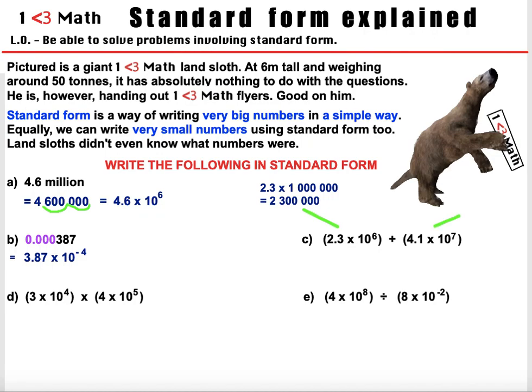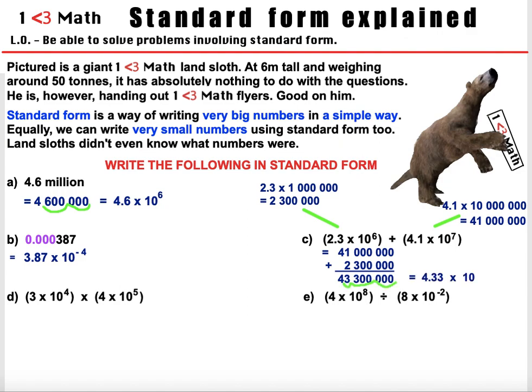4.1 times 10 to the 7. Well, this is going to be 10 millions because it's going to be 1 and 7 zeros rather than 1 and 6 zeros. So 4.1 times 10 million is 41 million. So now we can add these two numbers using the column method, and they add up to 43,300,000. And we finally need to put this back into standard form. So our decimal point goes after the first significant figure, which is the 4.33. It's moved 7 places, so it's 4.33 times 10 to the power of 7.